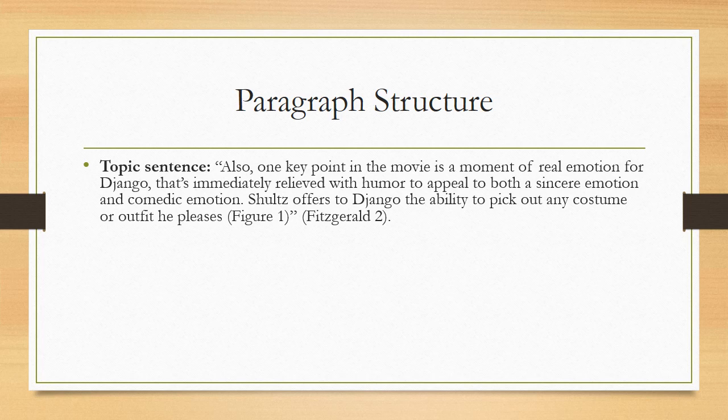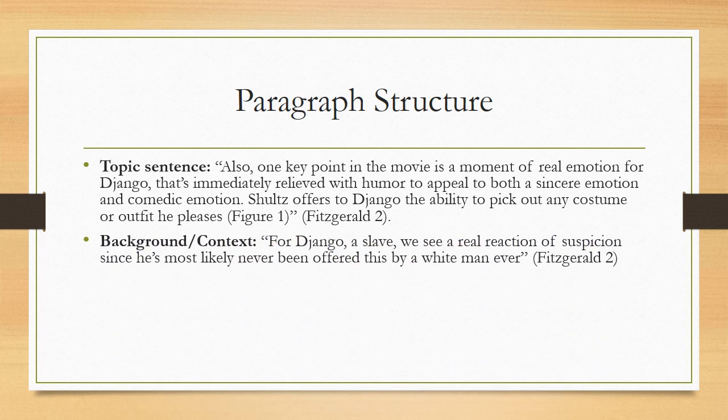To understand how the film does that, before we get to evidence and analysis, we need a bit of background and context. So Schultz offers to Django the ability to pick out any costume he pleases. But for Django, a slave, we see a real reaction of suspicion, since he's most likely never been offered this by a white man, ever. So, in case the reason why this is important or significant, that Schultz lets him pick out his own costume, we need to know that Django as a slave has probably never had this chance before.